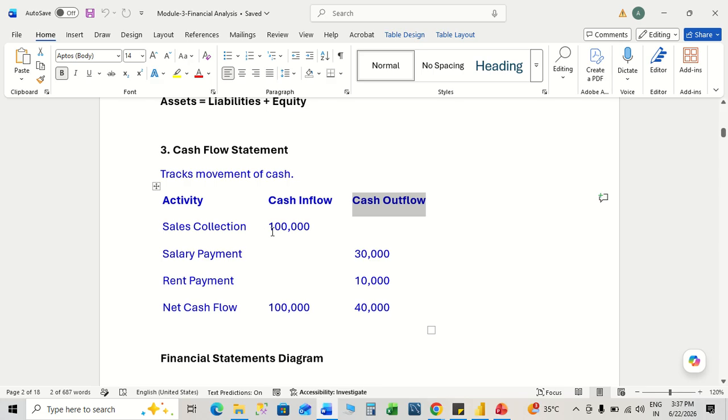Sales collection is 1 lakh. Salary payment 30,000. Rent payment 10,000. Net cash inflow 1 lakh, and outflow is 40,000. So that is called the cash flow statement.